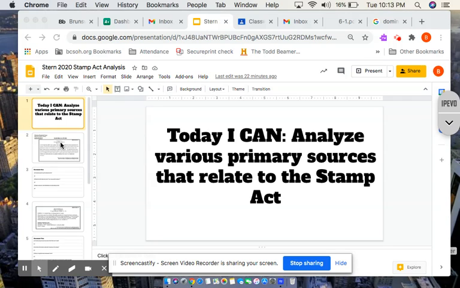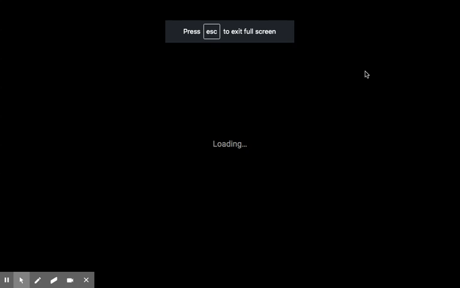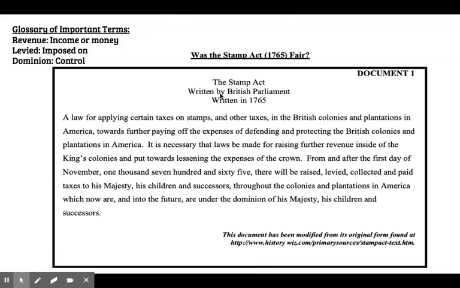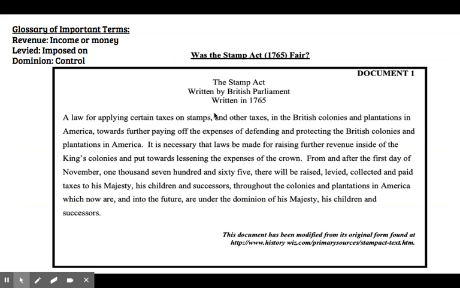So what you're going to do is, and what I would do when I would go through this, if I were you, I would go into present mode so you can read it better. There are four primary sources. This first one is the Stamp Act written by British Parliament in 1765. And you're going to use this document to answer these questions that follow it.